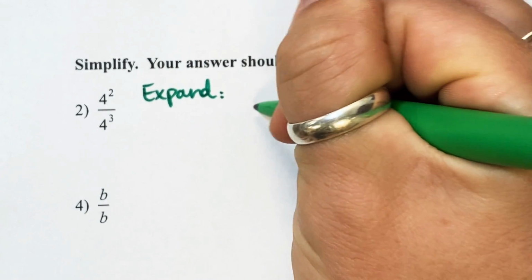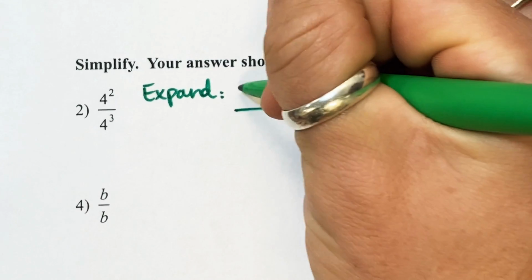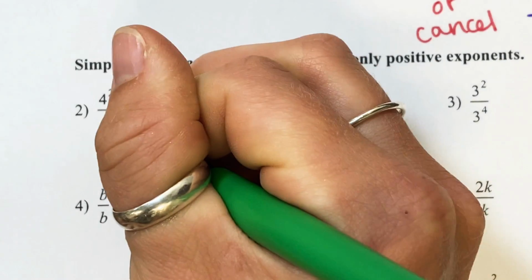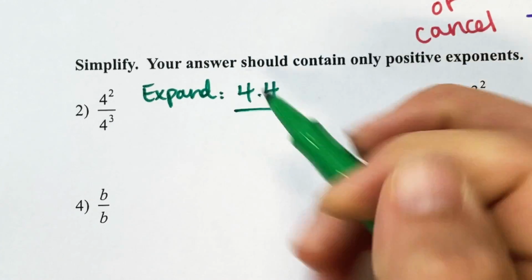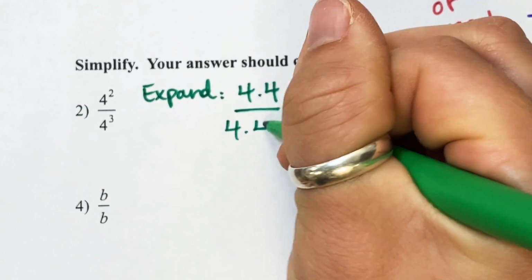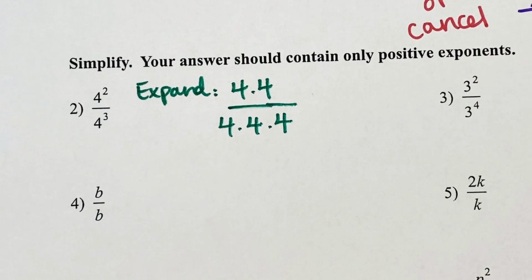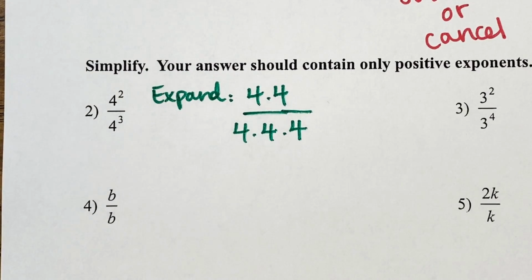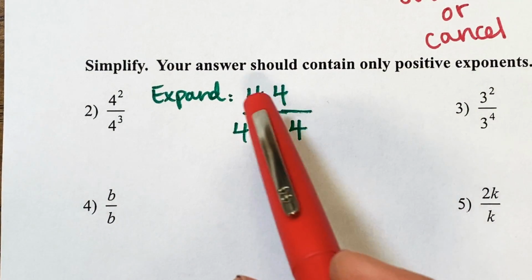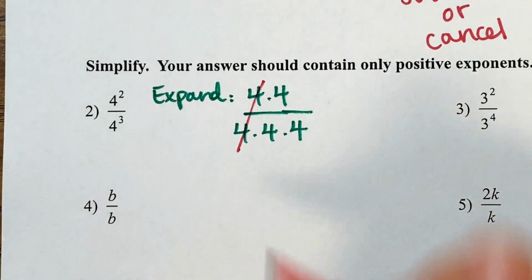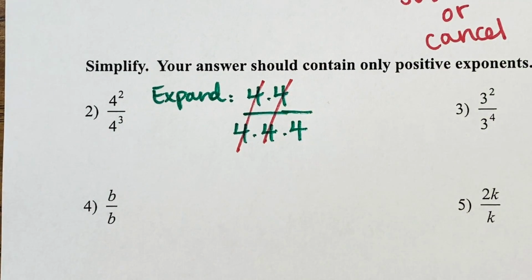Okay, so I have on top 4 squared. That means 4 times itself twice. On bottom we have 4 cubed. That means 4 times itself 3 times. Well now what we can do is cancel them out. If you see something that's the same on top and bottom, they can cancel. So I see a 4 and a 4 right there, and a 4 and a 4 right there.